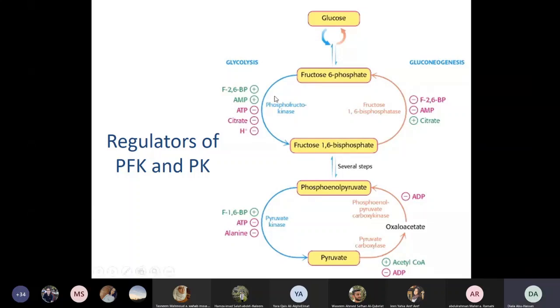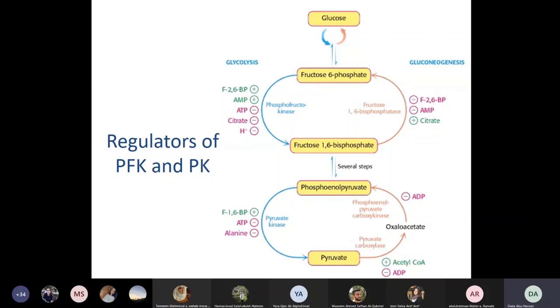In this figure we're showing the regulators, whether they are positive, meaning activators, or negative regulators, meaning inhibitors, for glycolysis and for gluconeogenesis. We're not going to discuss the regulators of gluconeogenesis in detail now, but just keep in mind that gluconeogenesis is the opposite pathway of glycolysis. In glycolysis, we break down glucose to pyruvate. In gluconeogenesis, we use pyruvate and other molecules to synthesize glucose.